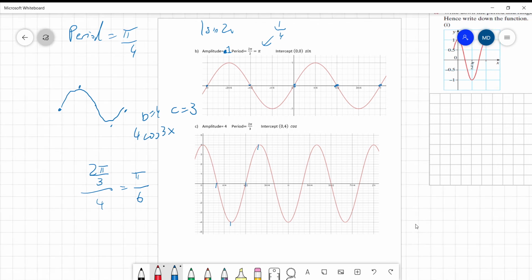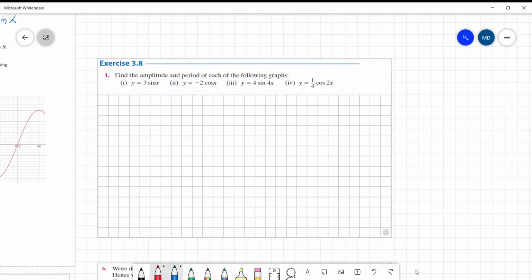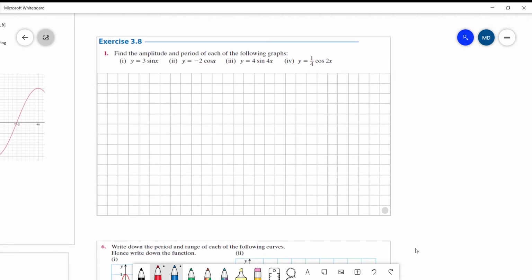Okay, so we're just going to have a look at how questions can be asked, and we'll model the process behind them. You could have been asked just to find the amplitude and the period. They could have asked you the range as well, but we're just going to look at the amplitude and the period for each of these 3. So with the practice, amplitude equals 3, and then the period is 2 pi over C, which is 2 pi over 1, which is 2 pi.